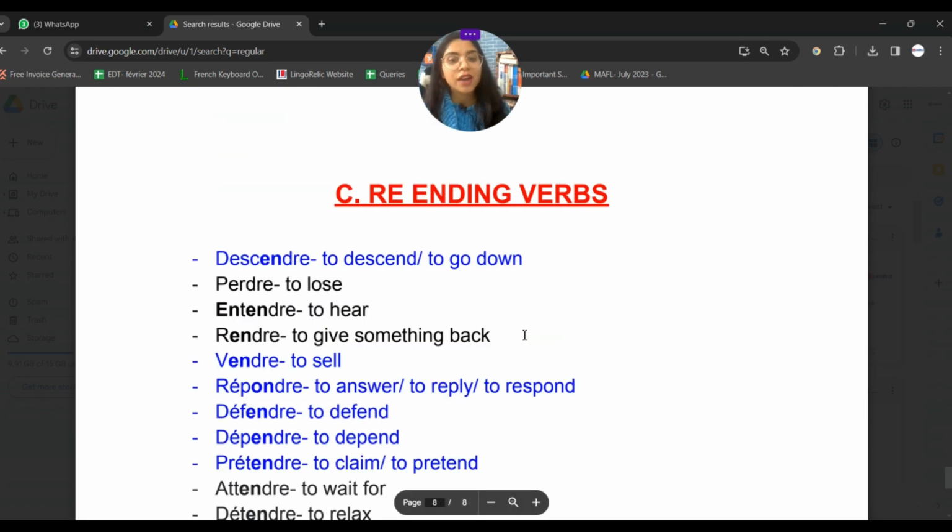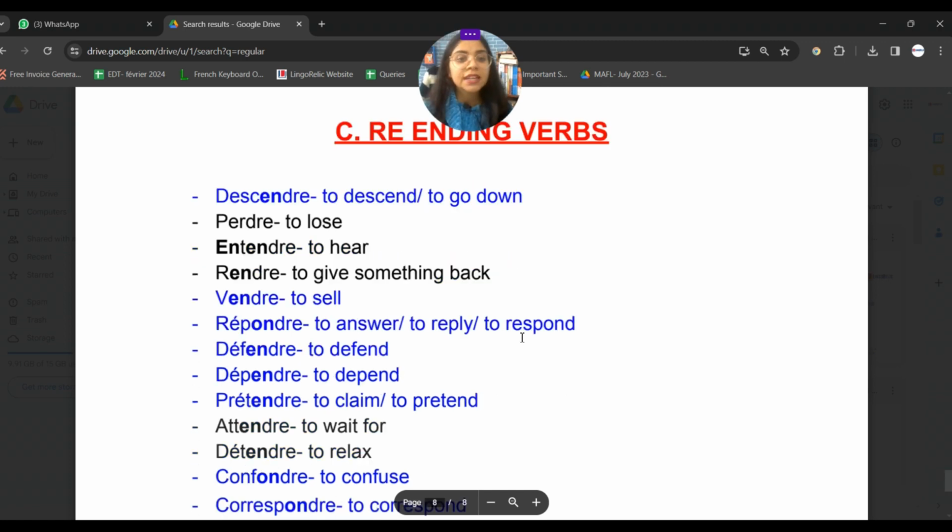Now lastly, you have the tiny little list for RE ending regular verbs. So let's go. Descendre, to descend, to go down. Perdre, to lose. Entendre, to hear. Rendre, to give something back. Vendre, to sell. Répondre, to answer, to reply or to respond.